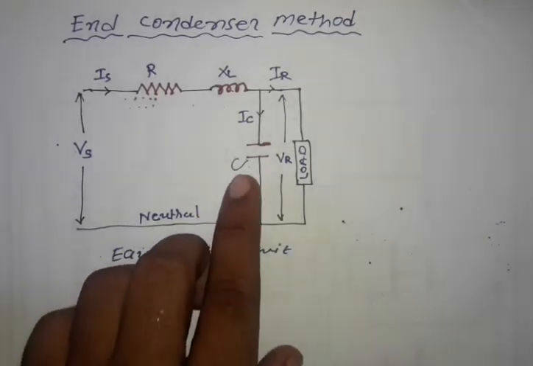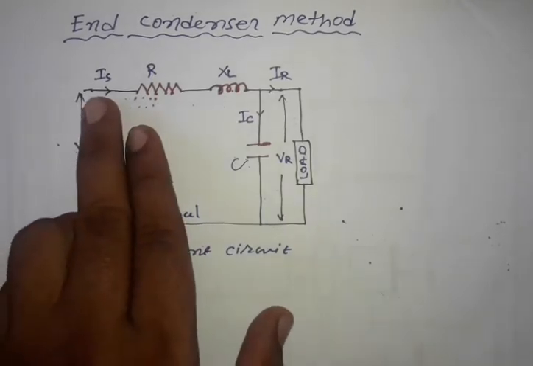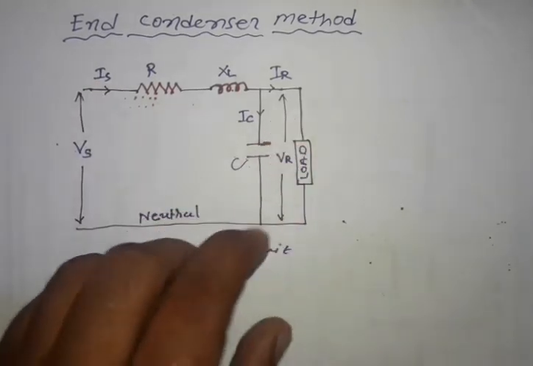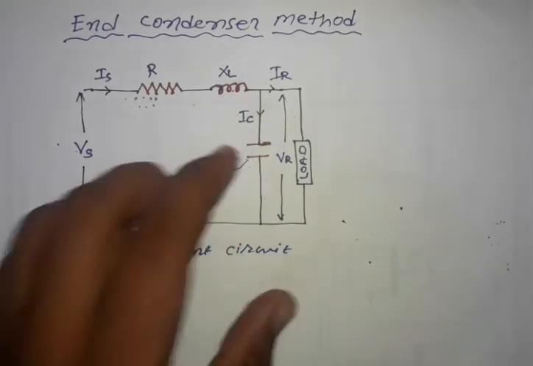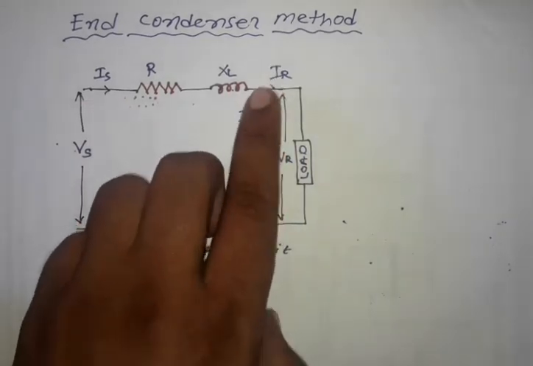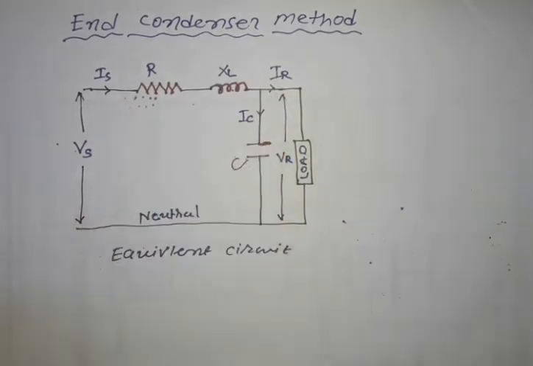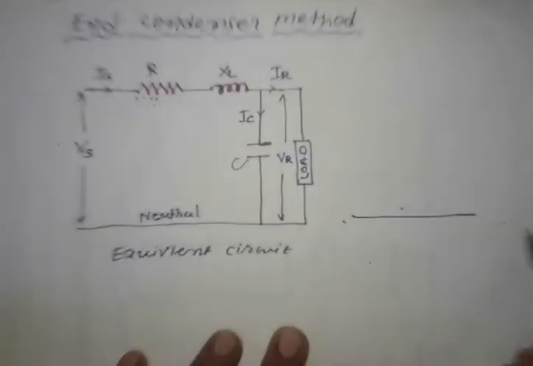Now if we put the capacitance here, the sending end current and receiving end current are different, because some current also flows in the capacitor. So the sending end current is equal to IR plus IC. Now we have to draw the phasor diagram for this conventional method. First of all, as in the above method, we take VR as the reference. So here we take VR as the reference.